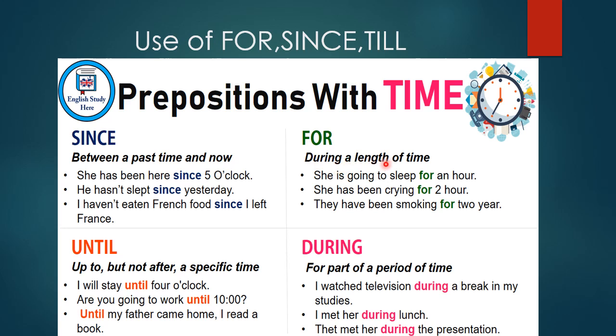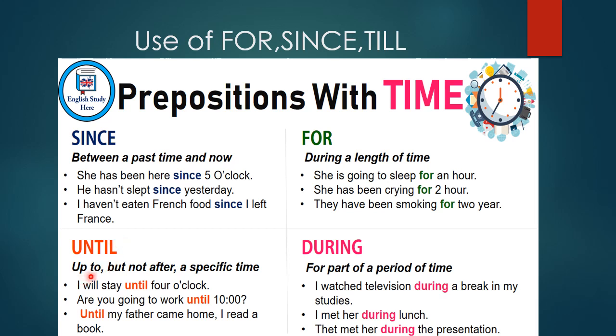For. During a length of time. I slept for an hour. So, length of time. For is a preposition which is used during a length of time. She is going to sleep for an hour. She has been crying for 2 hours. They have been smoking for 2 years. So the preposition for is telling us the duration, the length of the time. Clear? Moving next, until.